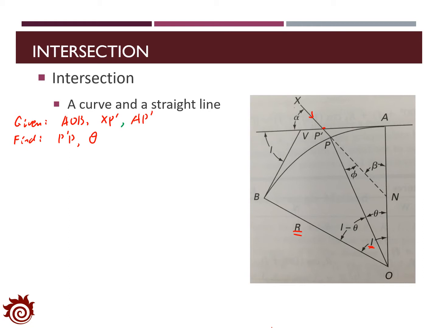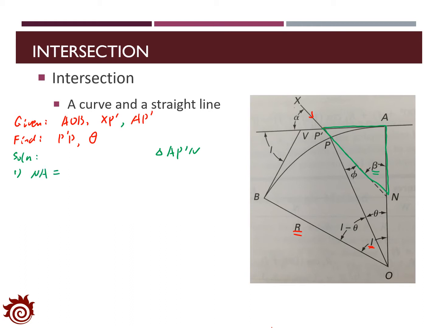To solve this information, we first need to consider the right triangle A, P prime, and N. The angle of A and P prime is set as beta. For this right triangle, we can find out the length of NA and NP prime.